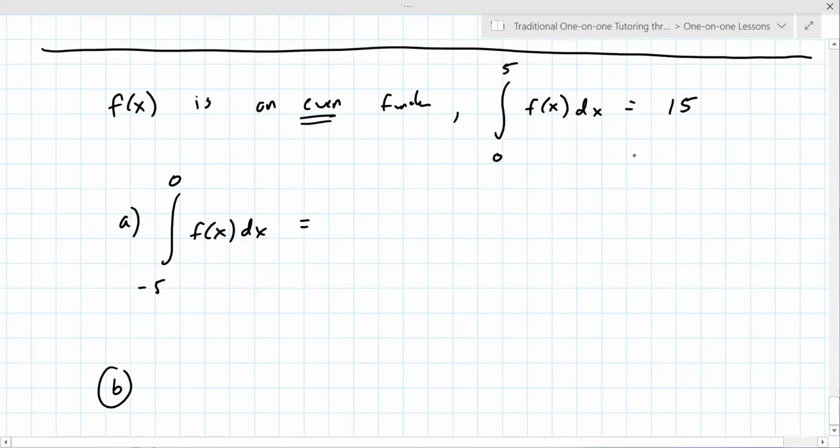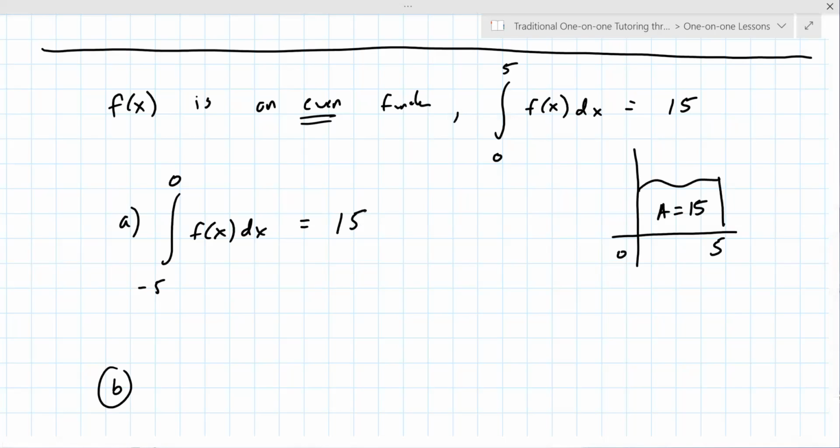We don't know what this looks like. We have no idea what this looks like. But we know that from 0 to 5, this area is equal to 15. But since it's even, it's mirrored over here on the left. So from -5 to 0, see how it's the same limits, but flipped, so to speak. So is the area also just 15? Yes. The more you take math, the more you have to just be like, well, that's the only number I've got. It must be that or something related to that number.